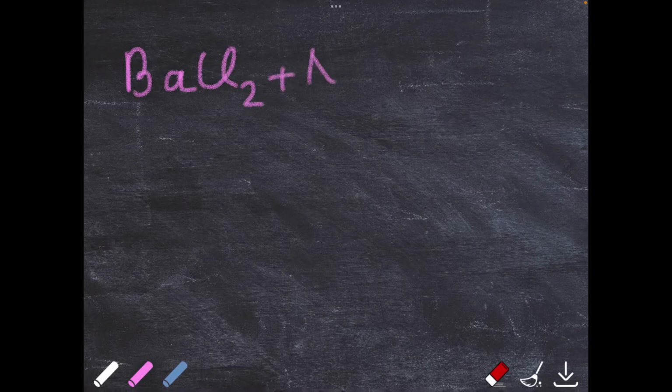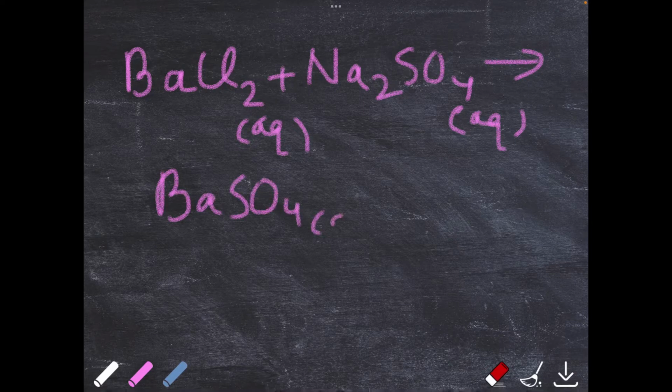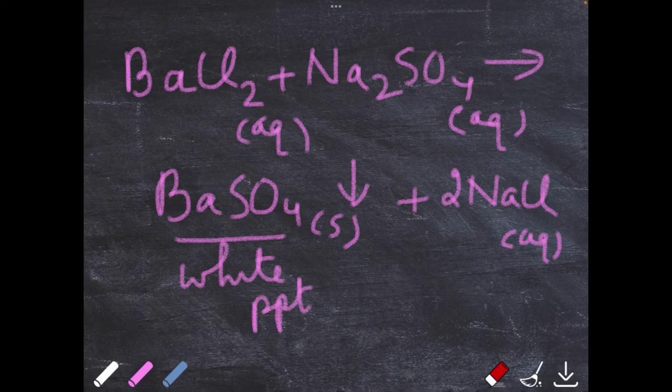barium chloride plus sodium sulfate, both of these are aqueous solutions. When they react, and this is a double displacement reaction, we have barium sulfate which is solid, and we represent a precipitate by a downward pointing arrow, plus sodium chloride. So here barium sulfate is the precipitate, and this is a white precipitate, which indicates that a chemical reaction has taken place.